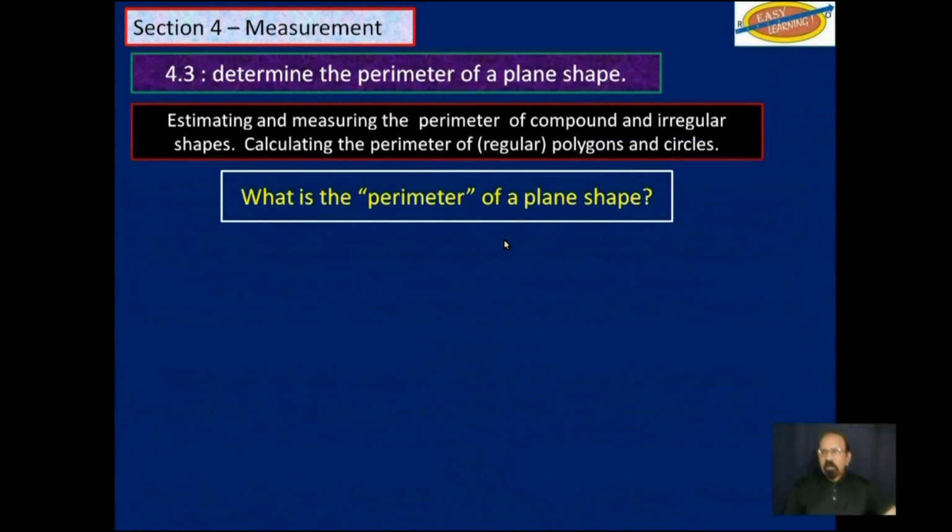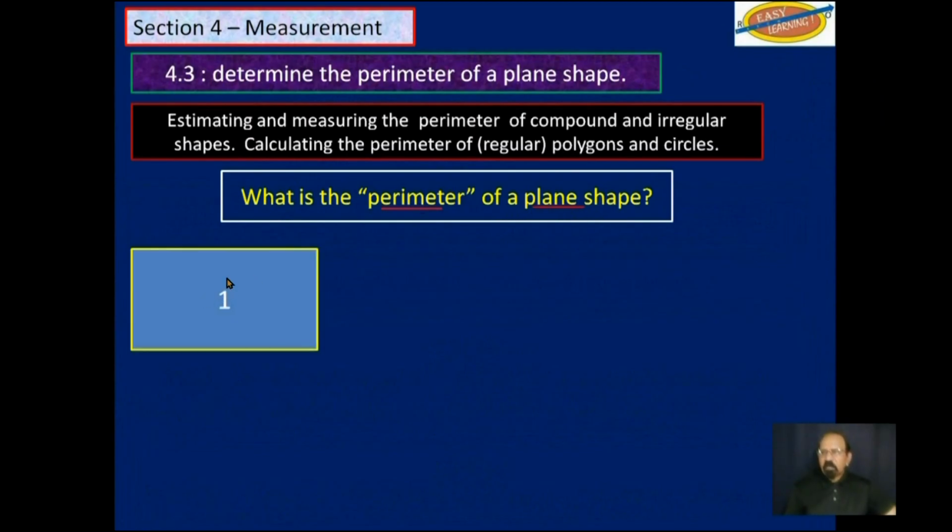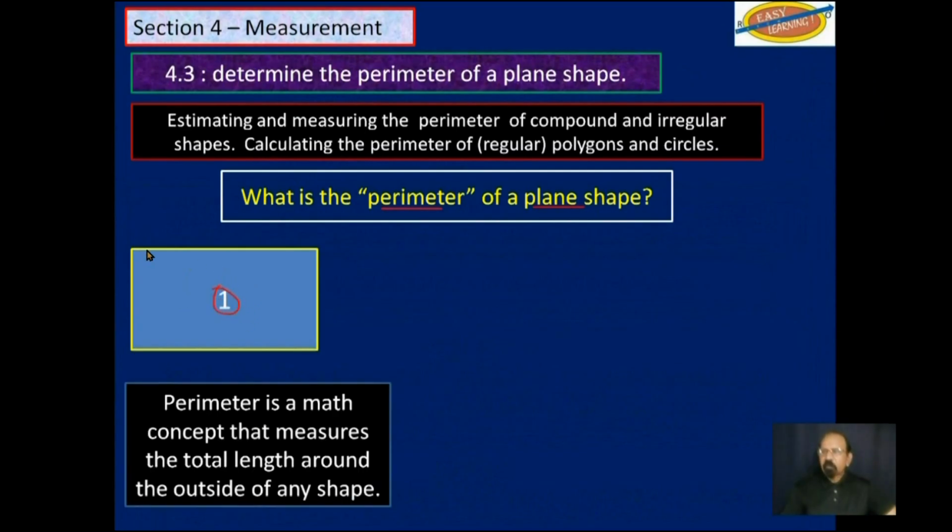So what is the perimeter of a plane shape? If you look at some of these plane shapes, here we have a rectangle. The perimeter is a math concept that measures the total length round the outside of a shape. So if you begin at A here and you go in a clockwise direction to the right, then come down here, go across here, and then go up back there, that is the perimeter of the rectangle, the distance around it.